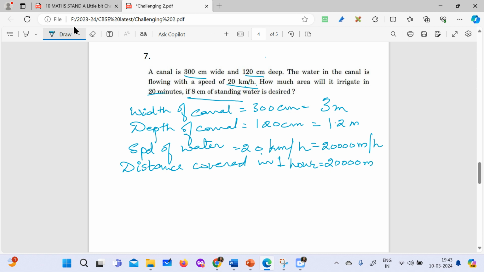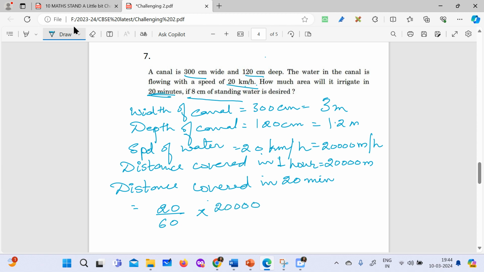Okay, so since we are looking for this in 20 minutes, how much it is going to irrigate, distance covered by water in 20 minutes will be, we can write it this way, 20 over 60 times 20,000. Yeah, and we get here 20,000 over 3 meters.